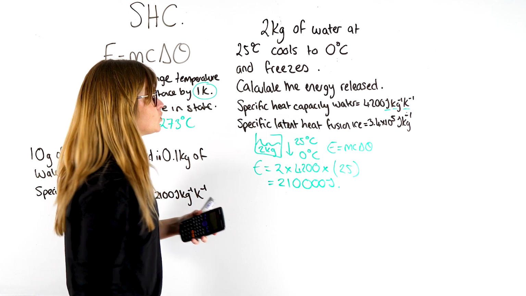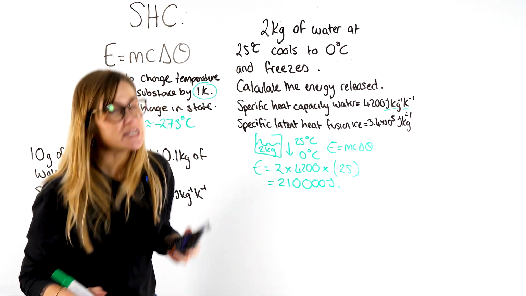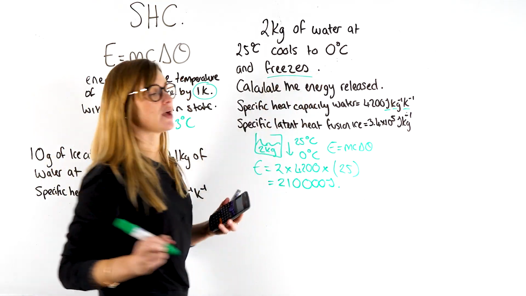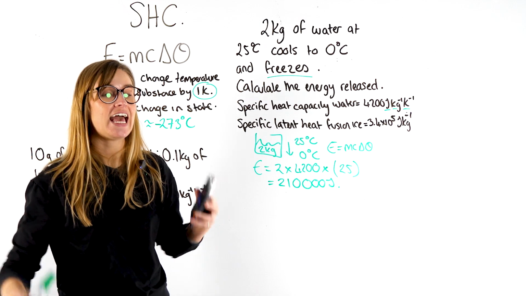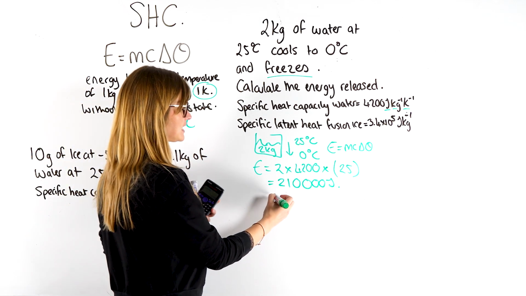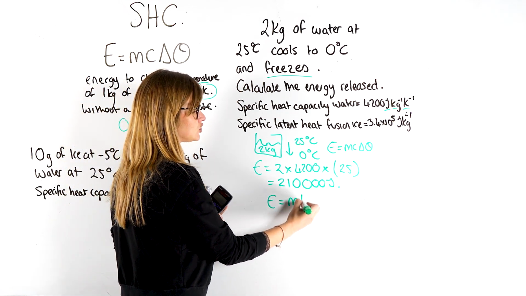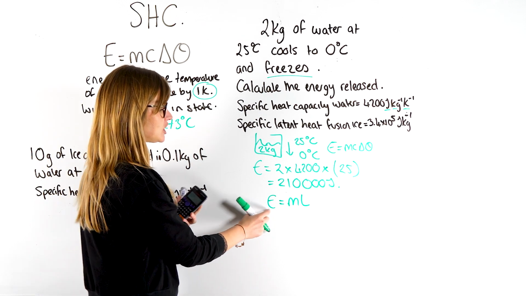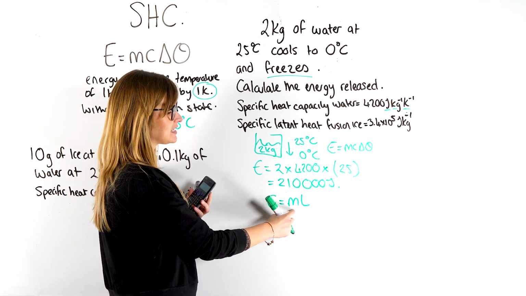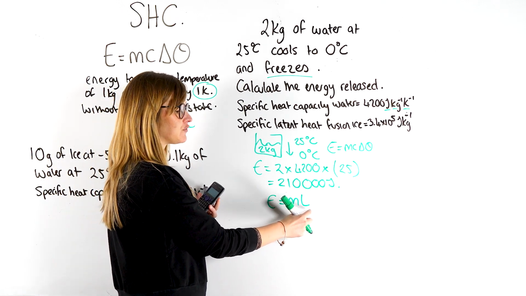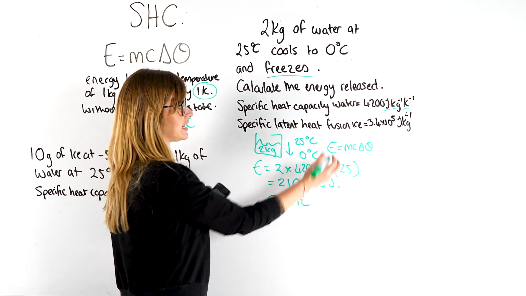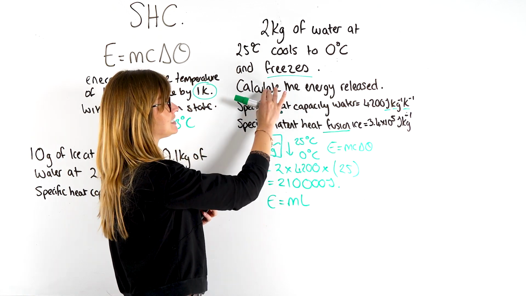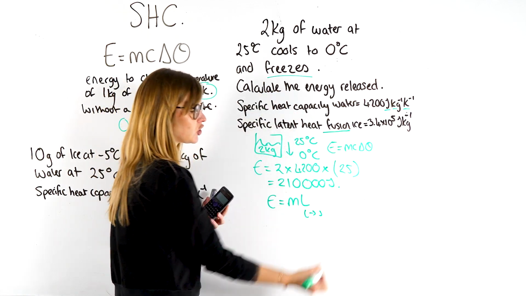But it also tells us that it's going to freeze. Okay, we know freezing is a change in state. And from our earlier video, we saw that anytime there's a change in state, we have to use this equation: the energy for a change in state is equal to its mass times the specific latent heat of fusion. We use the specific latent heat of fusion because we're changing state from a liquid to a solid.